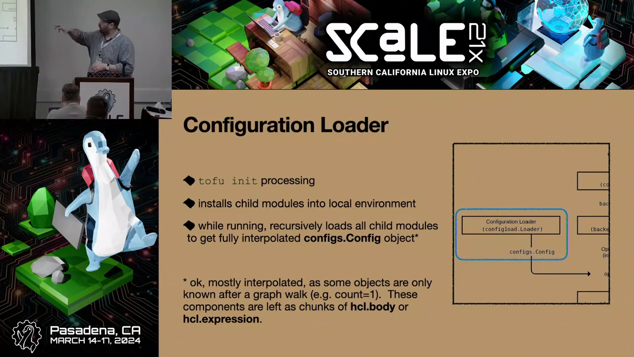The configuration loader, which was on the side, basically takes care of tofu init processing, meaning it goes out, grabs the providers, makes local copies available in your .terraform directory underneath your code repo where you happen to be running. It installs all those child modules into that environment. And then while running, as it reads those from disk, if you've got multiple instantiations of a module, those all get instantiated in memory as multiple copies, and they're fully interpolated so that namespaces don't mix up. And so if you've got two versions of an application, each of them gets its own copy of that module so that variables aren't globally accessible across them and they don't get confused.